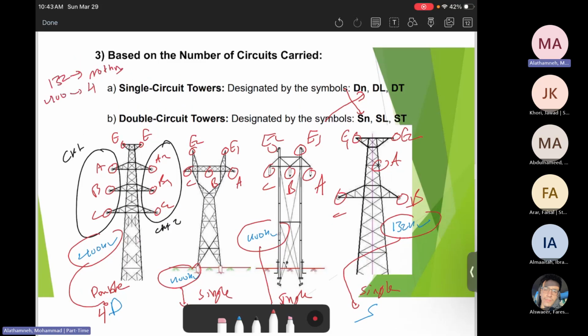So we can have, if 4D means 400 kilovolts, double, and 4S, 400 kilovolts, single. D alone, 132 double, S alone, 132 single. Okay?